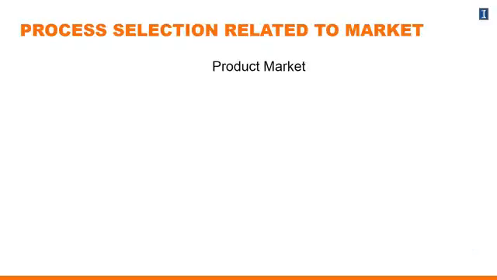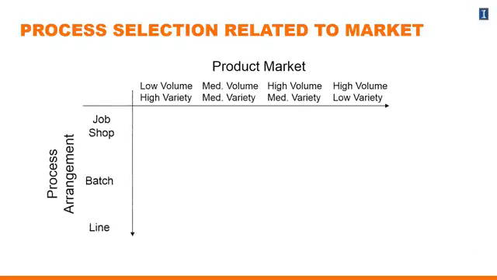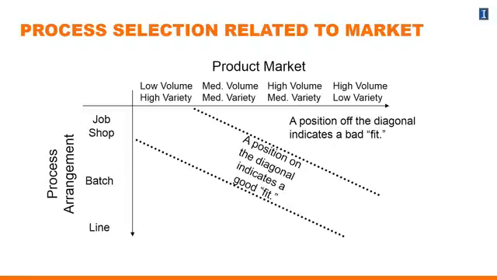Now let's turn our attention to what all this means in terms of what types of customers are being served. If you look at a job shop, it's catering to customers that care about high variety and are not looking for too much volume. And on the other extreme, if you're looking at a line, you're looking at customers that do not care too much about variety but want high volume. So here we can build a diagonal that says if you're on this diagonal, it's a good fit between what the product market is looking for and what the process arrangement is.